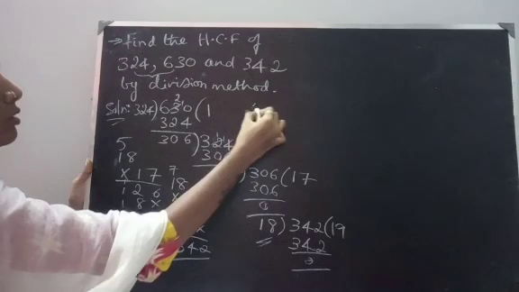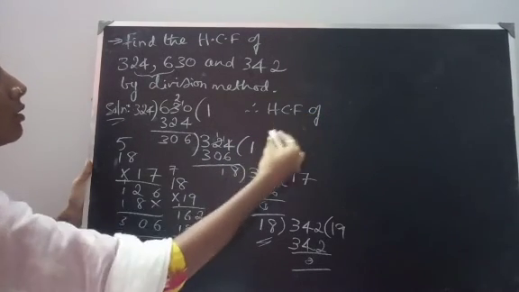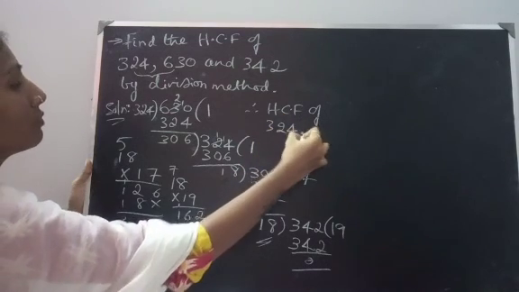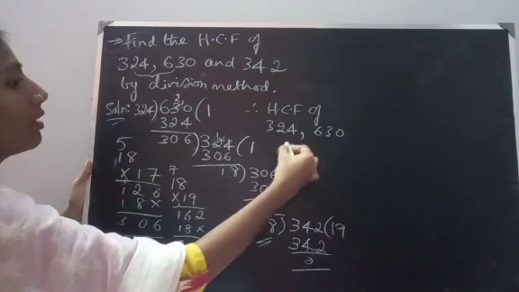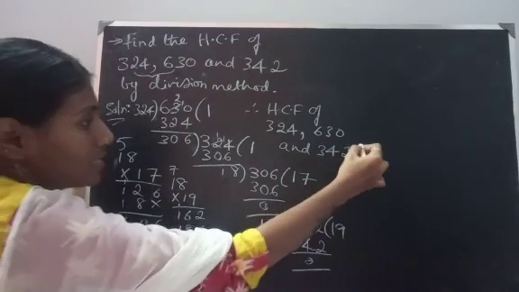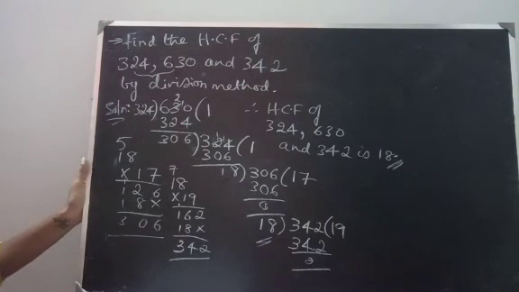So therefore, HCF of 324, 630 and 342 is 18.